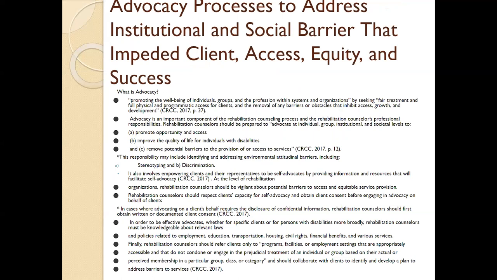Advocacy process to address institutional and social barriers that impede client access, equity, and success. What is advocacy? It's promoting the well-being of individuals, groups, and the profession within systems and organizations by seeking fair treatment and full physical and programmatic access for clients, and the removal of any barrier or obstacle that inhibits access, growth, and development. Advocacy is an important component of the rehab counseling process and of the rehab counselor's professional role.